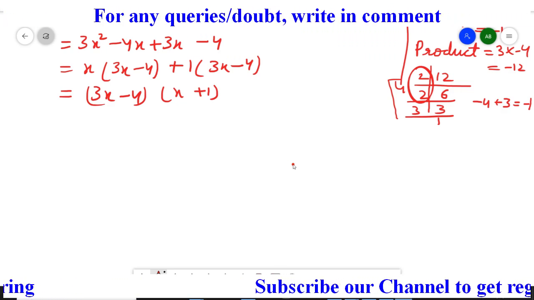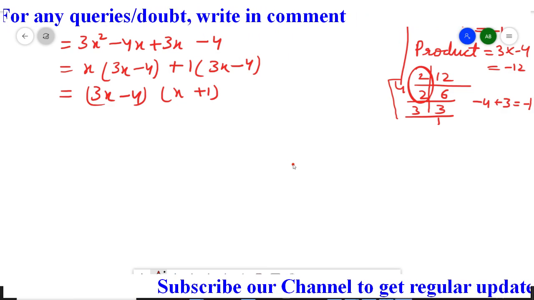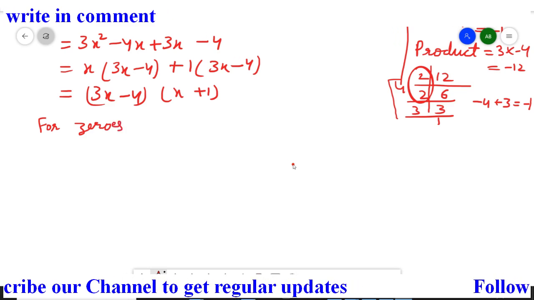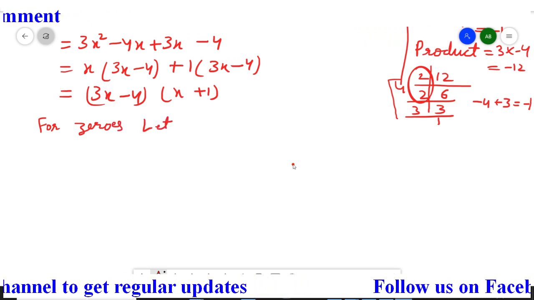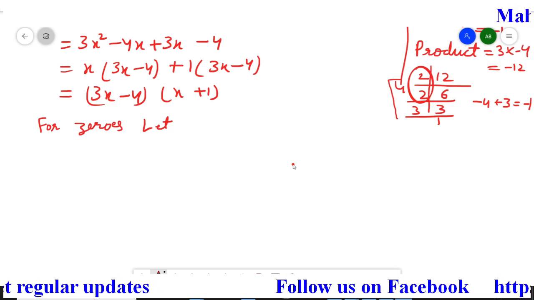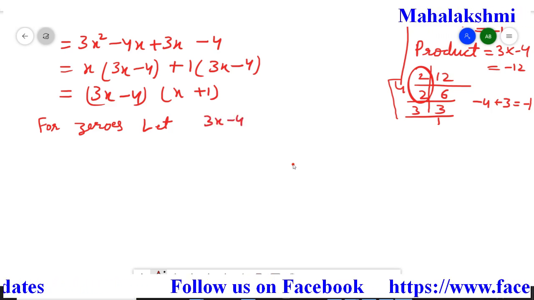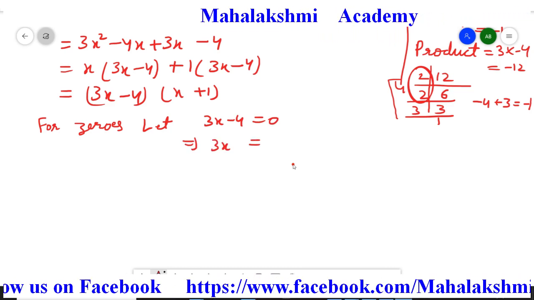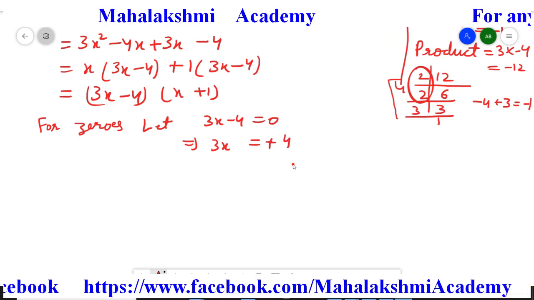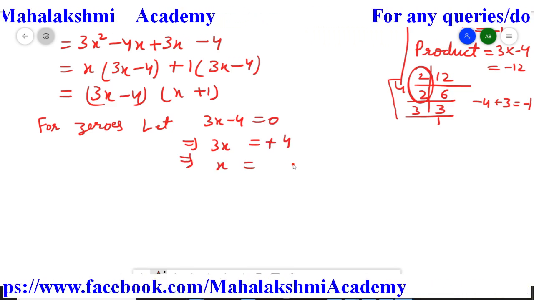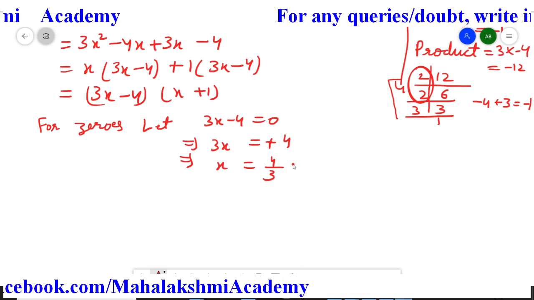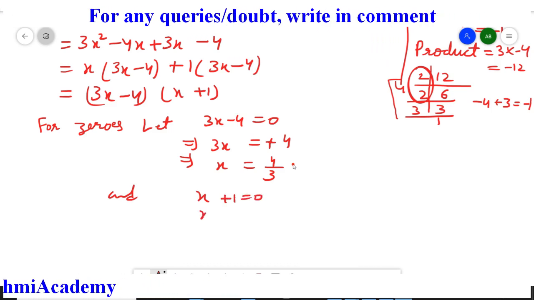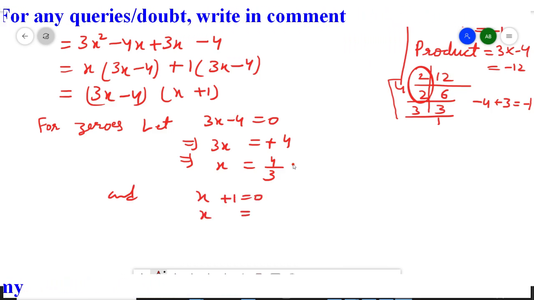So after factorization we need to get 0, so we write here the zeros. One by one we keep the factors equal to 0, that is 3x minus 4 equal to 0. From here we obtain 3x equals, and this minus 4 we shift to the other side, so we get plus 4. We need only x, so this 3, which is in multiplication, will go into division. So this is our first zero. Then we keep x plus 1 equal to 0, and from here, as it is in a plus sign, when it goes across it is going to be minus 1.